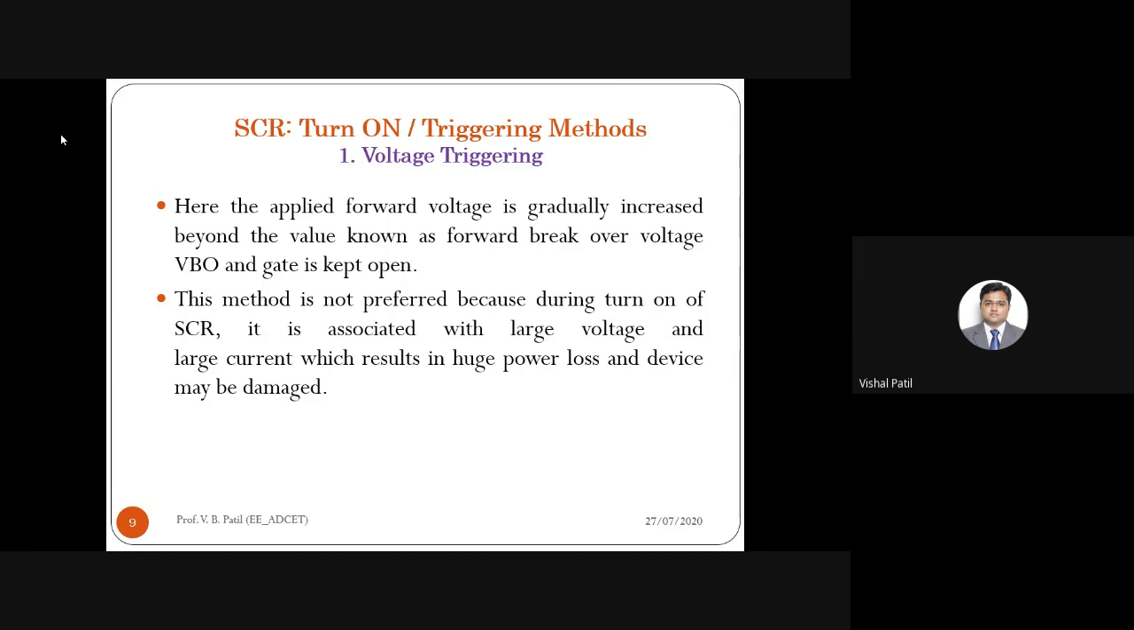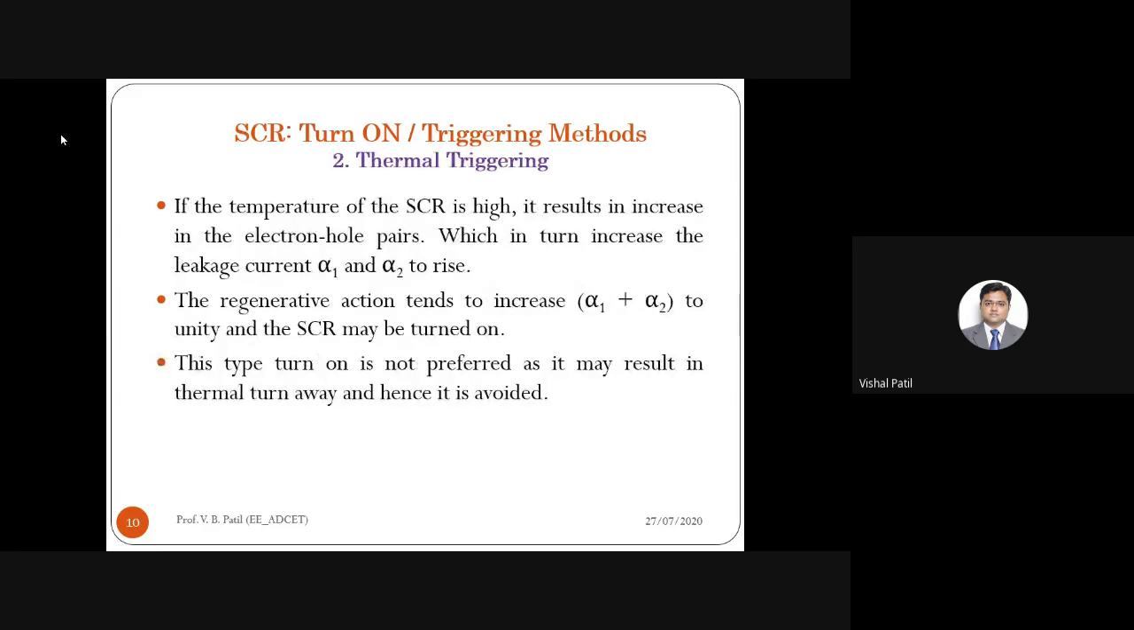That is called avalanche breakdown, which will increase the heat loss in that device, which will damage the device. So this method is not adopted. This method is not preferred. Okay, voltage triggering. Thermal triggering.